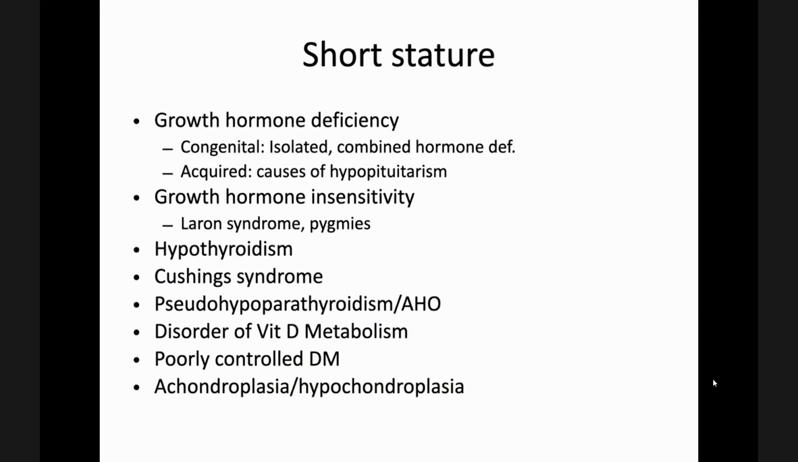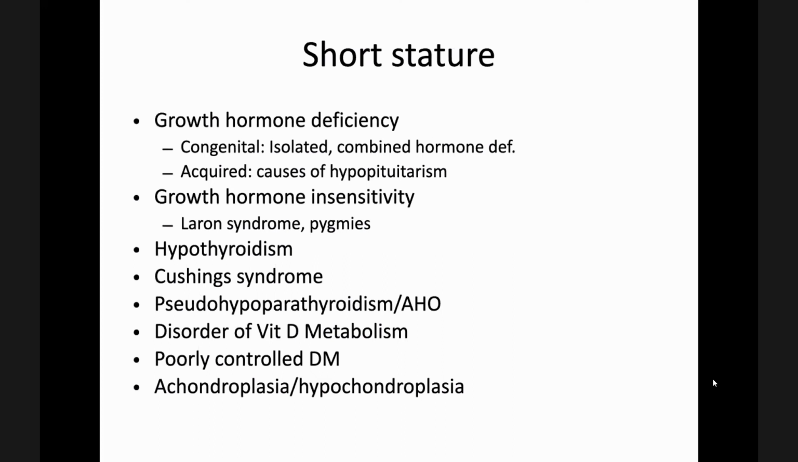Then there are other diseases, I will not go through all of it, just see the book. I will just go through some causes only. Short stature patient can come if there is a pituitary problem. Short stature may be due to growth hormone deficiency, maybe due to growth hormone insensitivity, that is resistance to growth hormone like Laron syndrome, pygmyism.